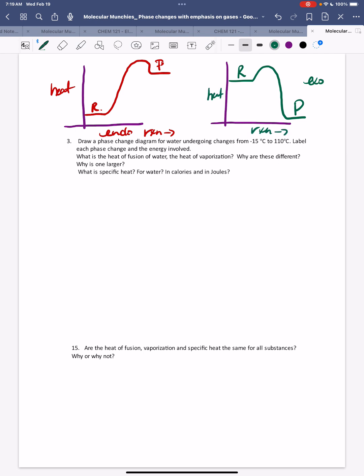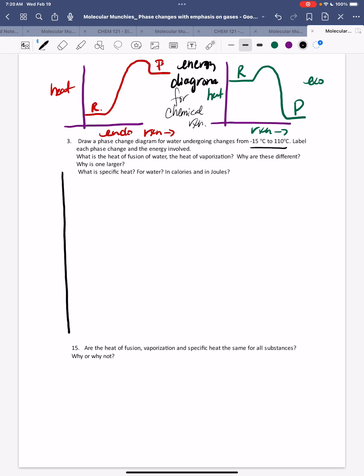So when we look at these diagrams, we're speaking specifically about energy diagrams for a chemical reaction. I want to contrast that with what it looks like when we're talking about a physical change. So let's go through a phase change diagram from -15 to 110 degrees Celsius, and we want to label all the parts. So it looks a little bit different.